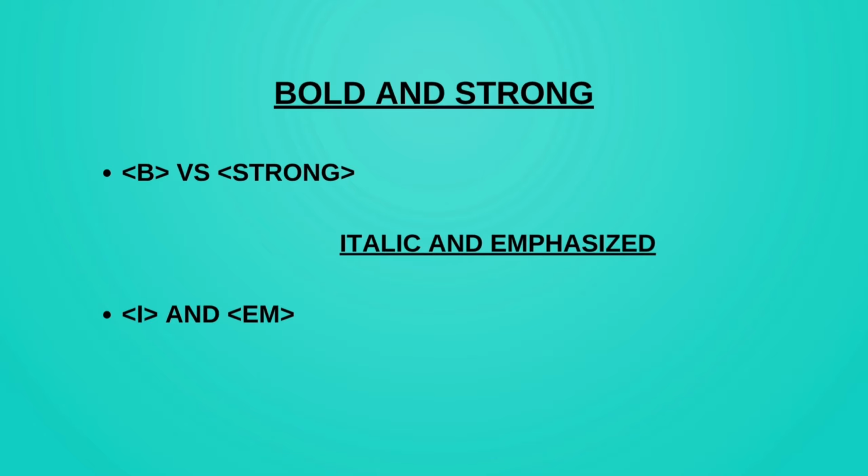1. Bold and strong. B and strong. Use B to make text bold visually. Use strong when the text is important; search engines and screen readers will notice it.